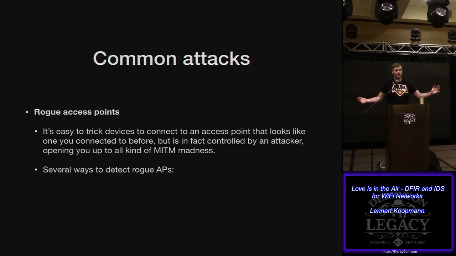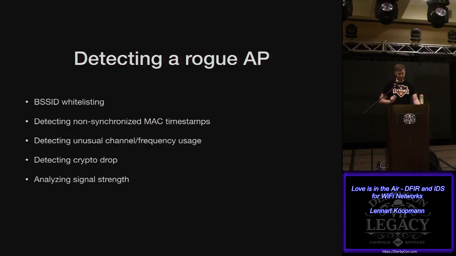So I think this is the most severe attack that's out there, and this is also, I would say, the most popular attack during pen tests and any kind of red teaming. Simply because it's so easy to trick devices to connect to something. If you can spoof everything, you could even give it the same MAC address as the other thing. Who would know that this is a rogue access point and not a normal access point? There are, however, several ways to detect them, luckily.